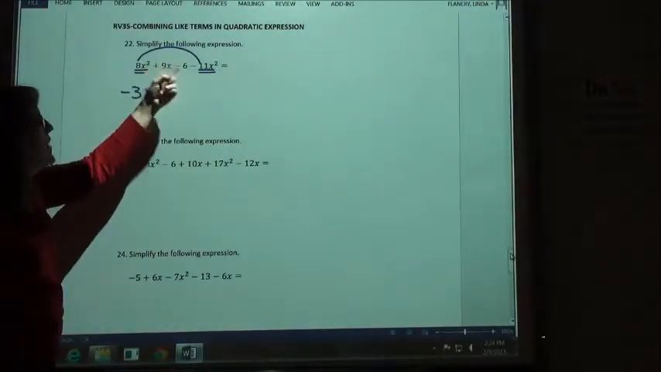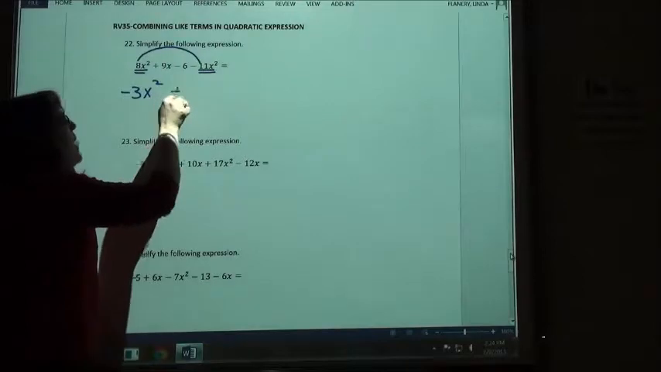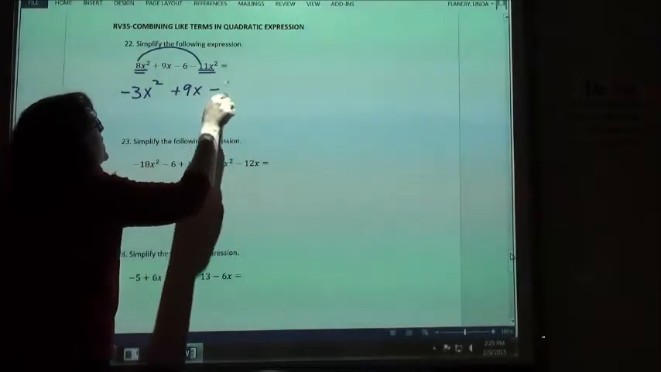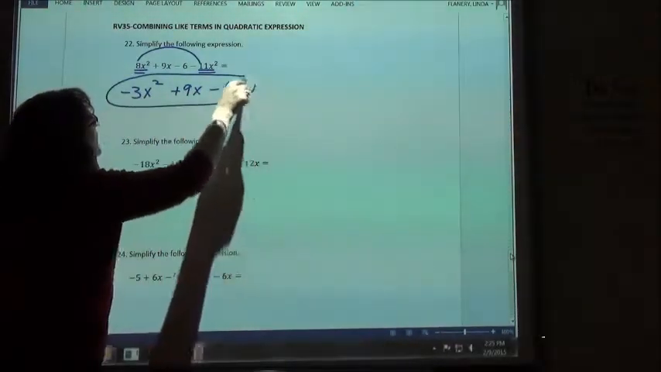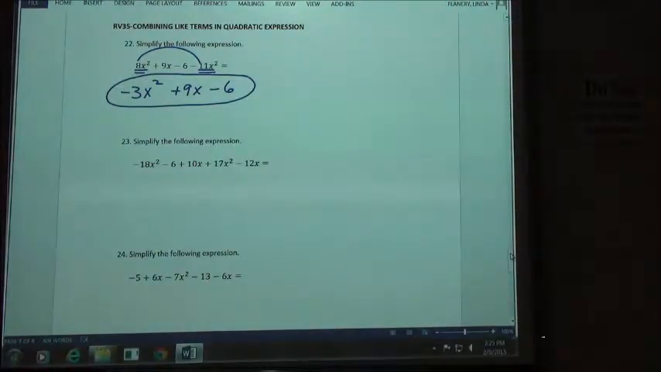The other two terms I can't put together, they're just going to come down. I have a plus 9x and a minus 6, and so my answer is negative 3x squared plus 9x minus 6.